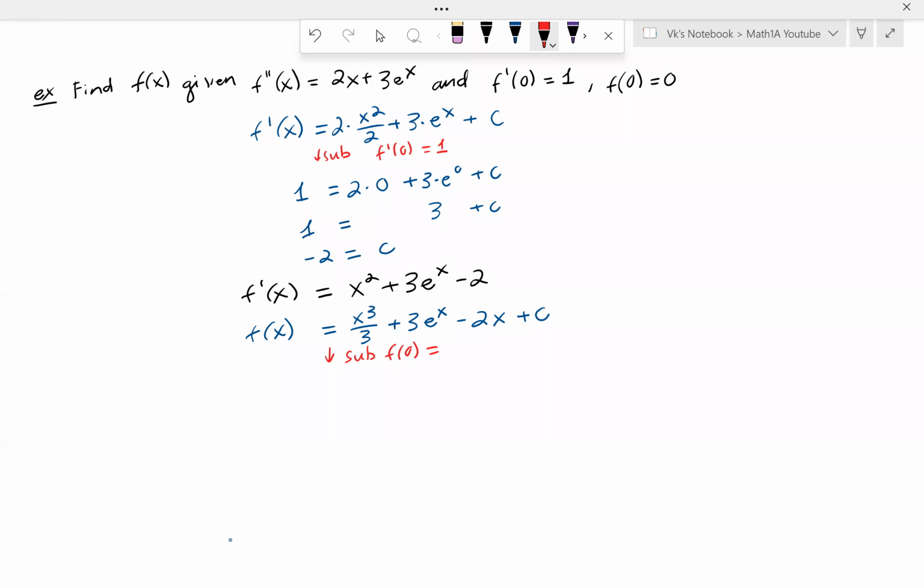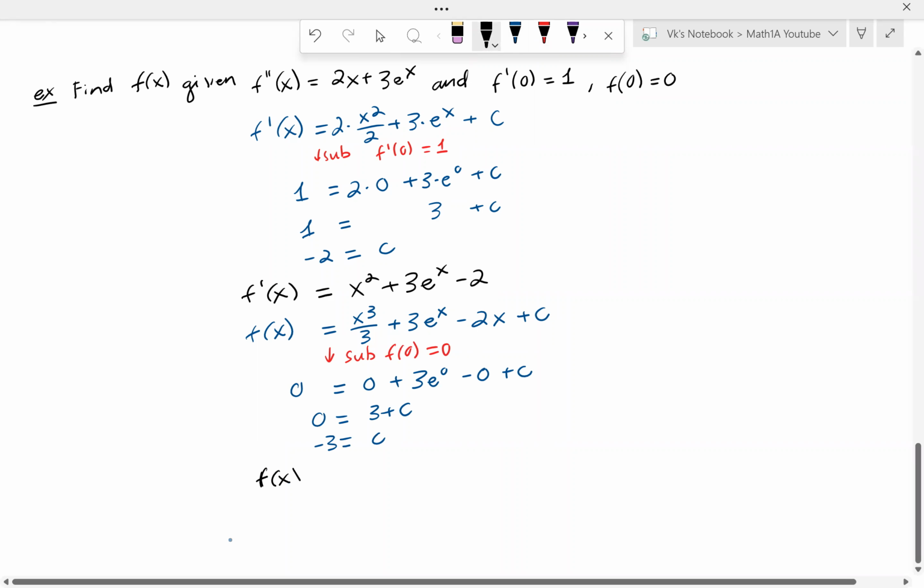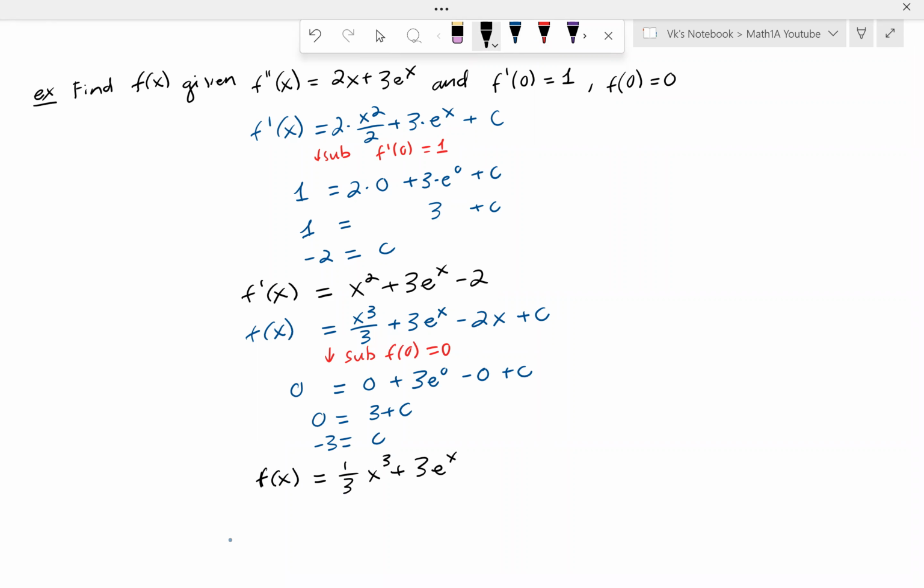Sub f of 0 equal to 0. And we have 0 equal to 0 plus 3e to the 0 minus 0 plus C. So 3 plus C equal to 0. C equal to negative 3. And from there, the function f of x is 1 over 3 x to the 3 plus 3e to the x minus 2x minus 3. Ta-da! Very cool.